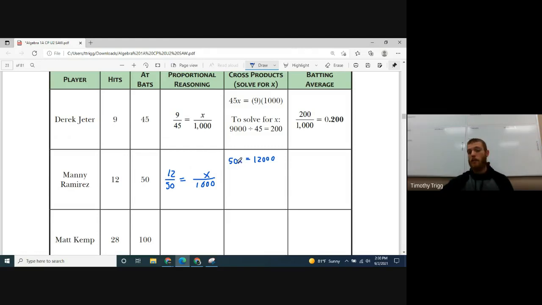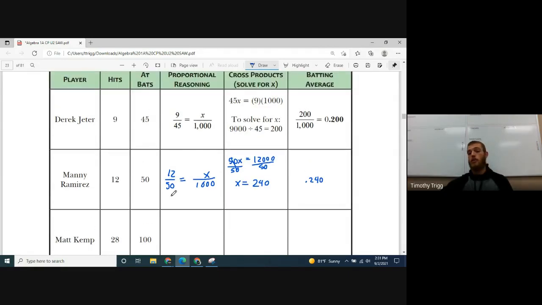To get x by itself, whenever you see something multiplied by x like 50x, that means these two things are multiplied. So in order to cancel out multiplication, we use division. So we're going to divide both sides by 50 to get x by itself. So that's 240. So his batting average is 0.240. So x in this example is 240. So 240 out of 1,000 is 0.240.